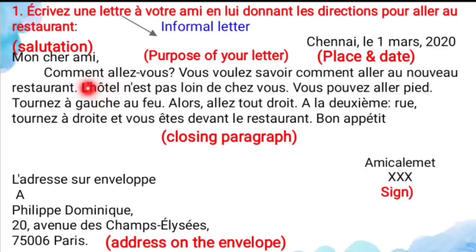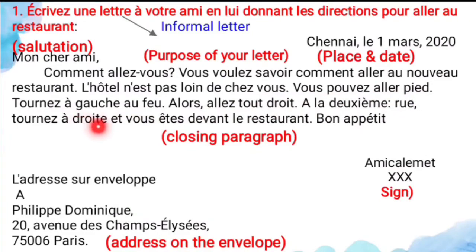So first thing, you have to start with comment allez-vous. It means how are you. So comment allez-vous? Vous voulez savoir comment aller au nouveau restaurant. So how are you? And you want to know how to go to the new restaurant. And l'hôtel n'est pas loin de chez vous. It means the hotel is not far from your home. And vous pouvez aller à pied. It means you can go by walk.